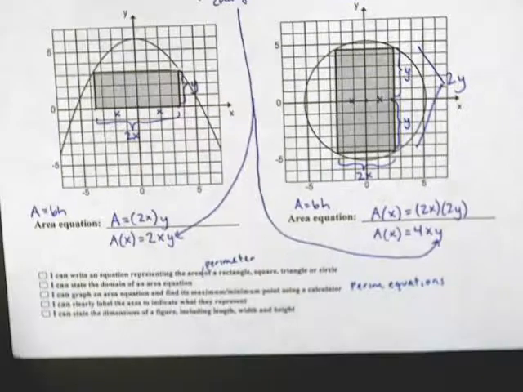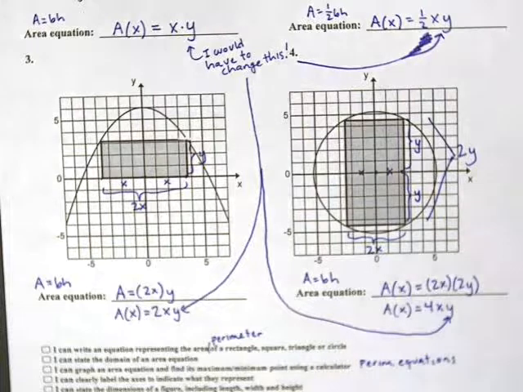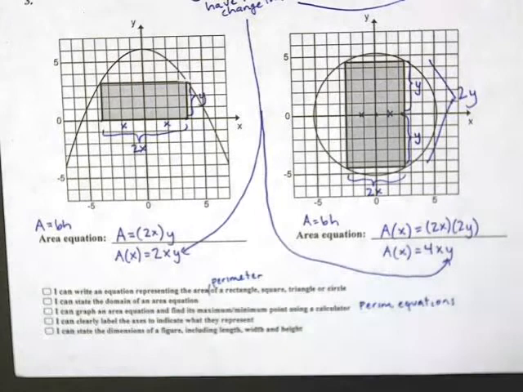Now that we have gone through all of this, I am hopeful that you are feeling more confident on writing equations that represent area and perimeter. I hope you feel confident stating the domain of those equations. I hope that you can graph those equations and use your calculator to find those max points. And that on your graph you can label clearly the axes and indicate what everything represents. And lastly, that you can understand the different dimensions based on your graph.